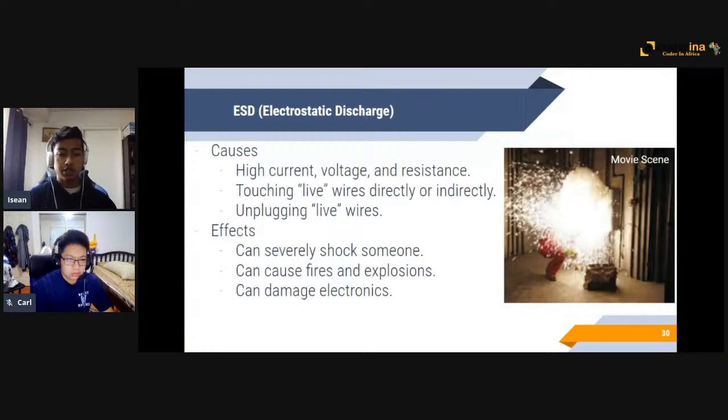It can severely shock someone, causing temporary or permanent damage to someone. If the ESD is near something flammable, like gasoline, paper, or clothes, it will cause fires or explosion if that flammable is a gas. ESD can also damage electronics, overwhelming parts with more electricity than it can handle. And in some cases, ESDs have been known to melt pieces of electronics.